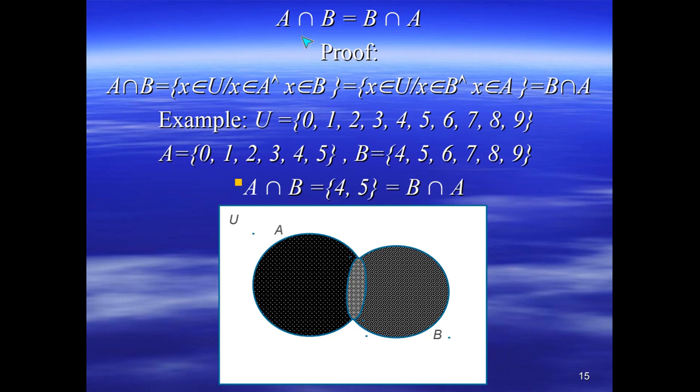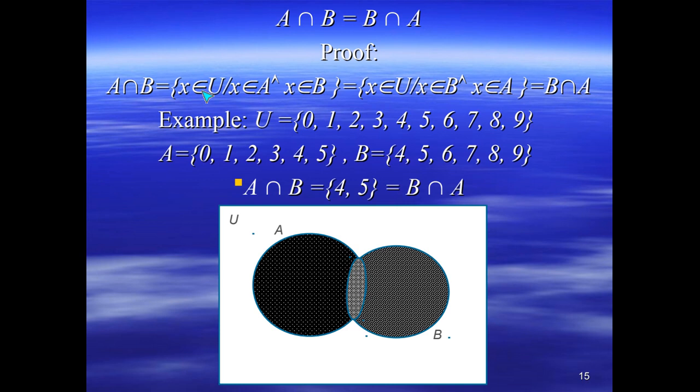Then we have the intersection. A intersection B is equal to B intersection A. The commutativity exists here as well. I can change the order of the operation. I can first write down A and B, A intersection B, or B intersection A. Is it a proposition? I should prove it. So the proof is simple again. For A intersection B, I write down the definition. And for B intersection A, I write down the definition and see that they are equal. They give the same thing.